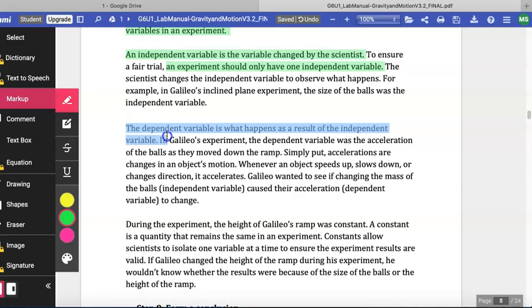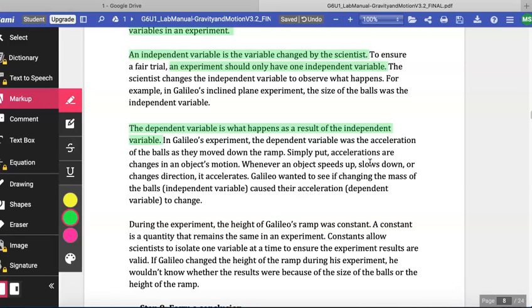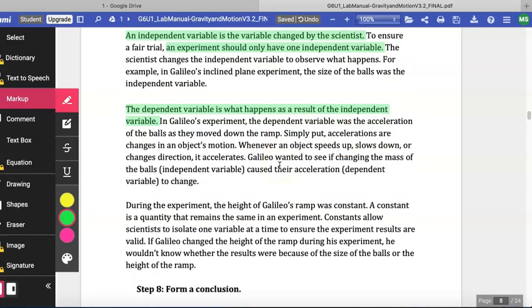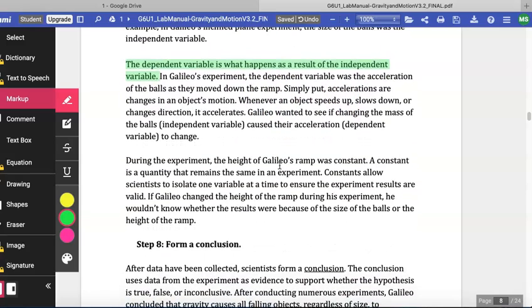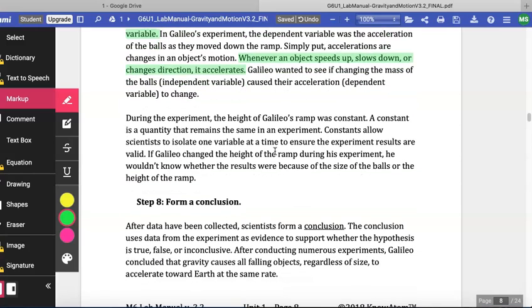The dependent variable is what happens as a result of the independent variable. In Galileo's experiment, the dependent variable was the acceleration of the balls as they moved down the ramp. Simply put, accelerations are changes in an object's motion. Whether an object speeds up, slows down, or changes direction, it accelerates. Galileo wanted to see if changing the mass of the balls, independent variable, caused their acceleration, dependent variable, to change.